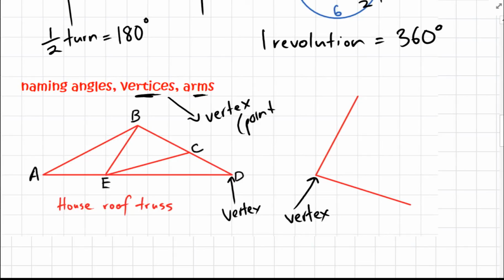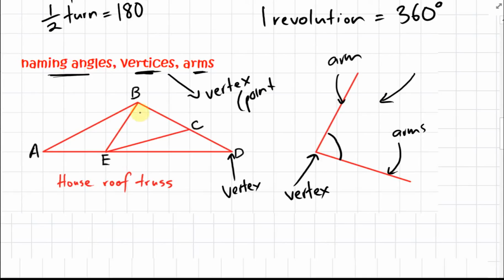Now this word here, arms. If we look at this diagram here, these things here are called arms. And the angle that we're interested in would be that angle there. So that angle there is between 2 arms. Now naming angles, we generally name angles with 3 letters. If you look at this truss, which is a part of the roof of a house, this angle is at the vertex A, but we can see that this angle is encapsulated between two arms. So this arm and this arm here.